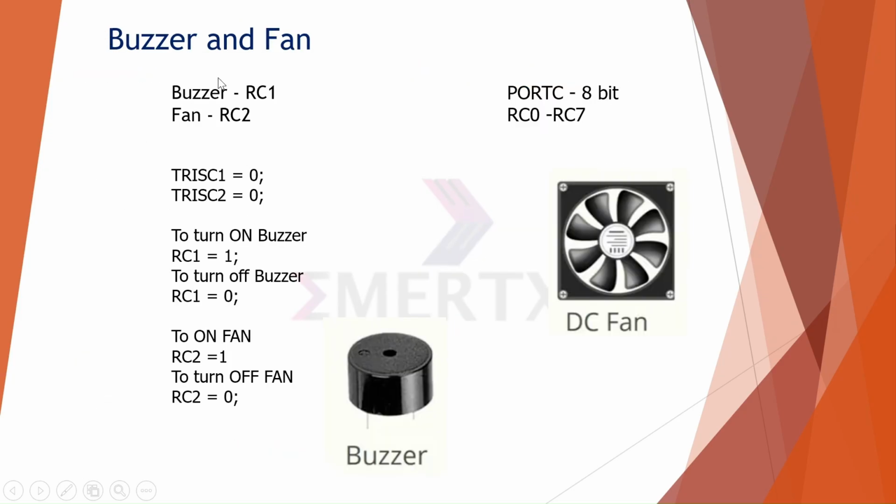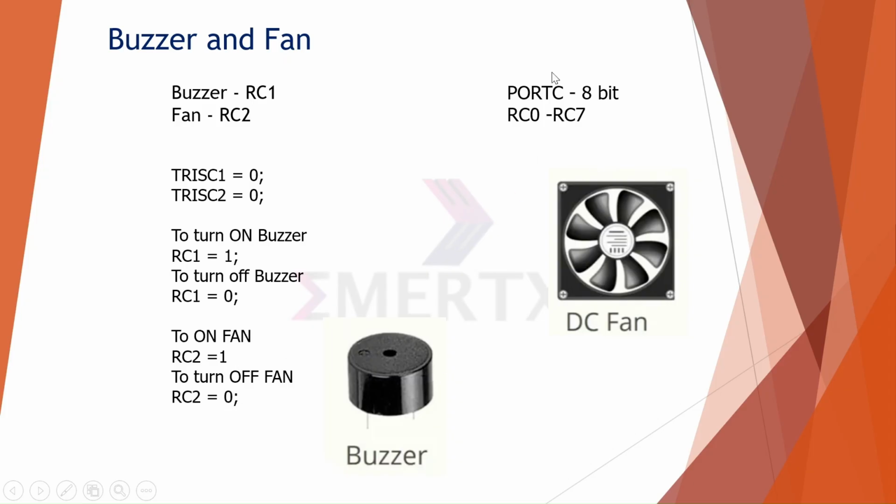Now we will discuss the buzzer and the fan. The buzzer is connected to the RC1 port and the fan to the RC2 port. TRISC1 is equal to 0 and TRISC2 is equal to 0. To turn on the buzzer, RC1 is equal to 1, and to turn off the buzzer, RC1 is equal to 0. To turn on the fan, we set RC2 equal to 1, and to turn off the fan, we set RC2 equal to 0.